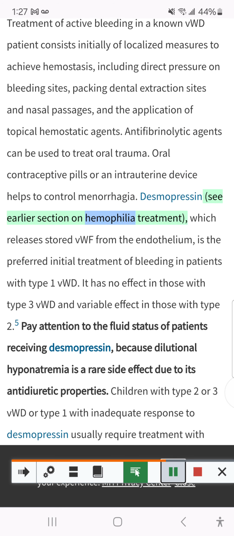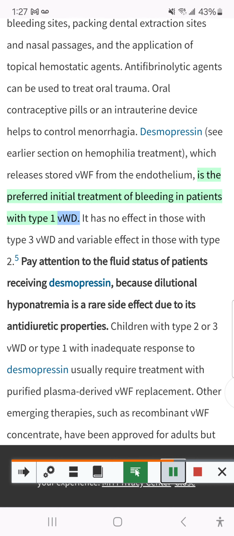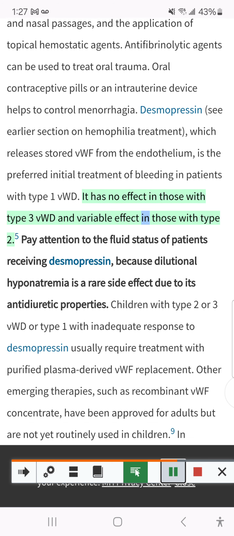Desmopressin, see earlier section on hemophilia treatment, which releases stored VWF from the endothelium, is the preferred initial treatment of bleeding in patients with type 1 VWD. It has no effect in those with type 3 VWD and variable effect in those with type 2.